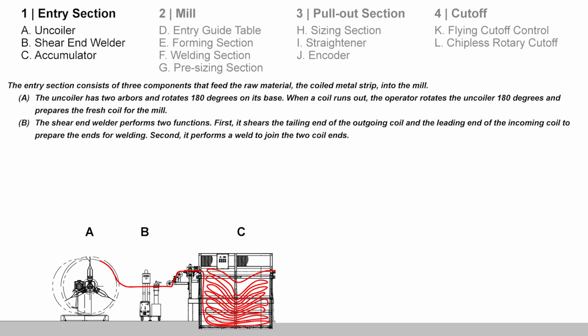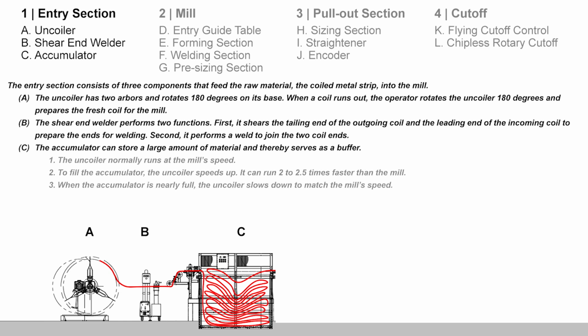The shear end welder performs 2 functions. First, it shears the tailing end of the outgoing strip and the leading end of the incoming strip to prepare these ends for joining. Second, it performs a weld to join these 2 ends. The accumulator stores a large amount of material and thereby serves as a buffer.